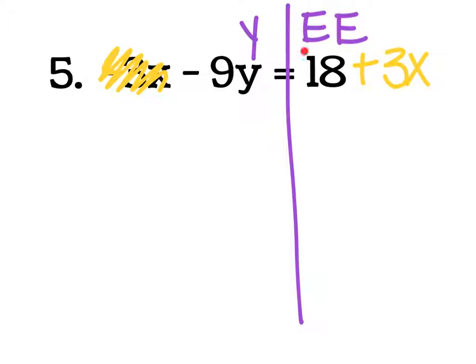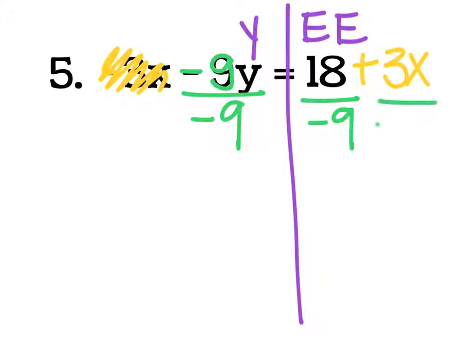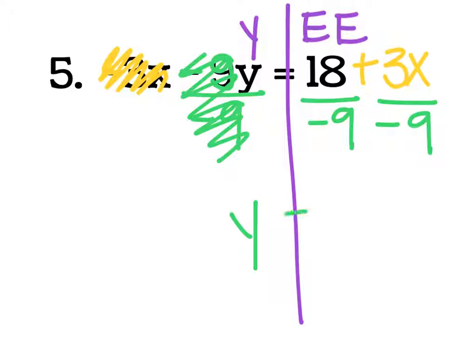And I cannot combine my 18 plus 3x together because there's no x here, and this part has an x, so they stay separate. The next thing I'm going to do is divide by the number in front of y, which is a negative 9. So I'm going to divide everything by negative 9. On the left side, those cancel, and I'm left with y equals 18 divided by negative 9. That's a positive 18 divided by a negative 9, which is a negative 2.